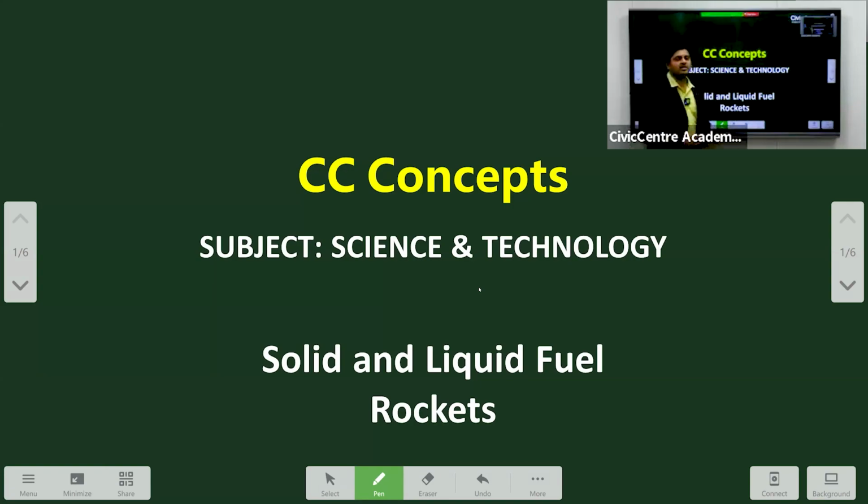The concept we are going to discuss today is solid and liquid fuel rockets. We might be seeing launch vehicles described as a solid stage launch vehicle or a liquid stage launch vehicle. So we'll try to understand the basics, the main working, and the difference between solid and liquid fuel rockets.